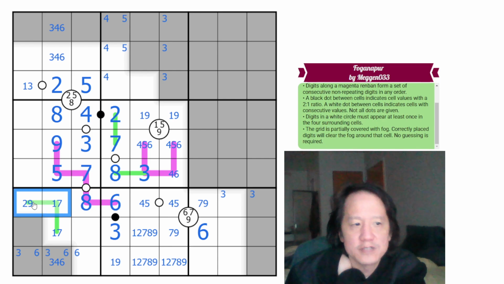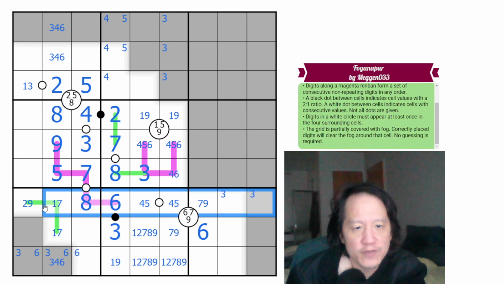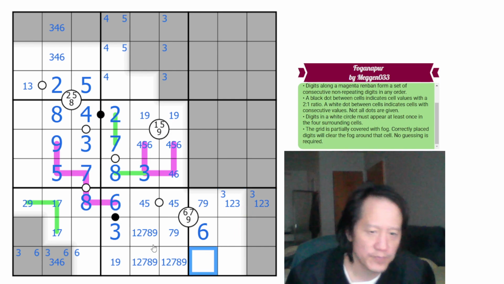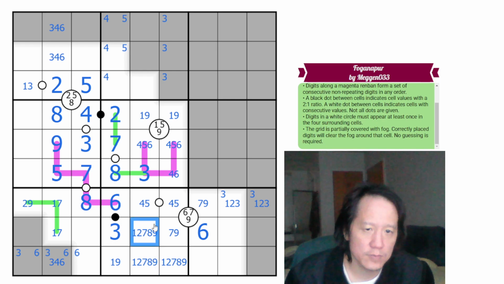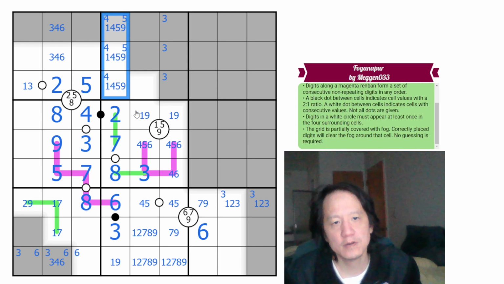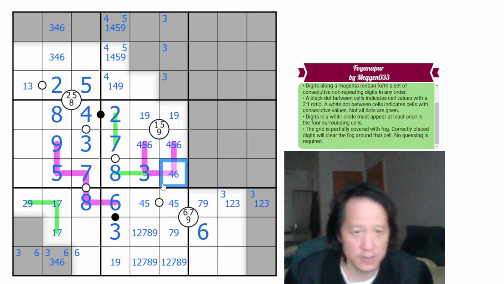One of these is a 7 and one of these is a 9. And this is 7 or 9. So the rest of the row cannot contain 7 or 9. And we already eliminate 4, 5, or 6. Therefore, this has to be 3 with 1 or 2. This has to be 1, 4, 5, or 9. And this can't be 5, obviously.